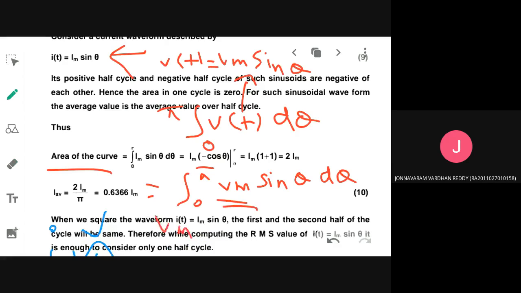Vm you have taken out. Now how to integrate the sin theta term? Ma'am, we'll get 2 Vm. Okay, don't tell the final answer in between derivations. First say what will be the answer if I am integrating sin theta. Minus cos theta. Yes, minus cos theta. Then what are the limits? Pi and 0.